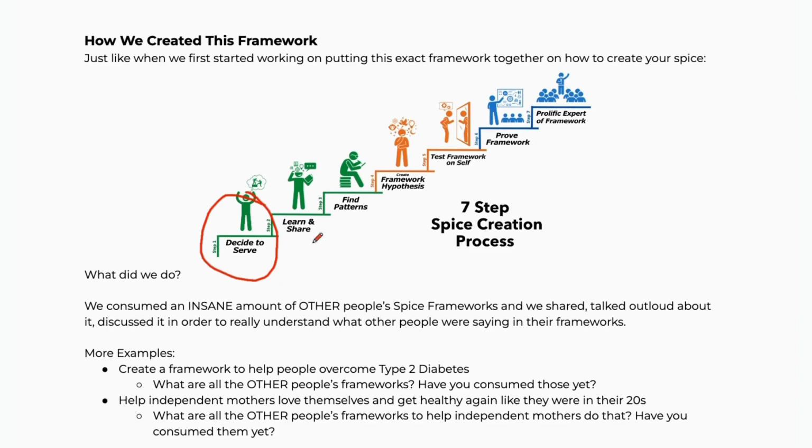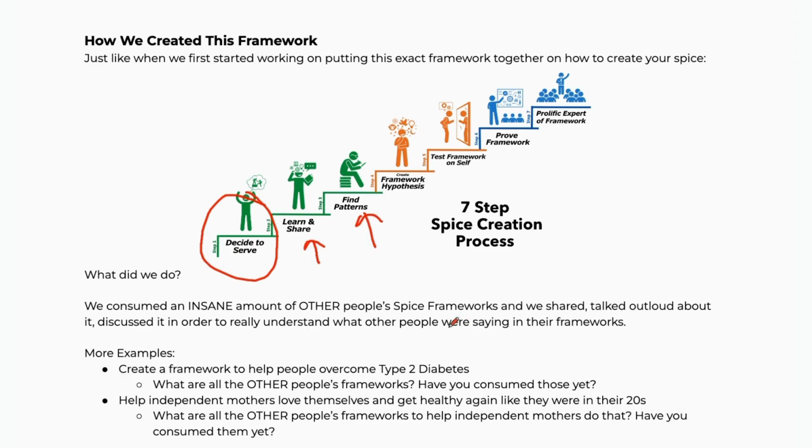That was number one. And then number two, we went out and consumed an insane amount of other people's frameworks related to helping people find their spice and helping people find their frameworks, okay? And then what we did is we shared them out loud. We did it internally, because at this point we don't necessarily have to create it out loud publicly, but for you as a beginner, publicly is going to be extremely, extremely important. But we shared it out loud. We processed it so we could really start to find the patterns, which is the next step that we're going to talk about, okay?